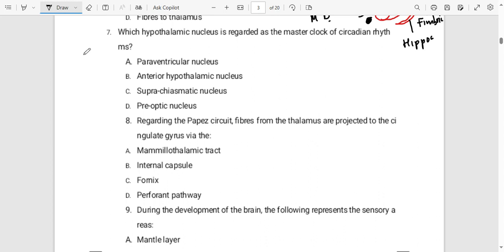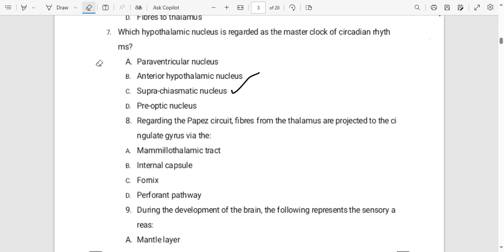Which hypothalamic nucleus is regarded as the master clock of circadian rhythm? Paraventricular nucleus, anterior hypothalamic, suprachiasmatic, preoptic. Thank you so much. The suprachiasmatic. It has actually a relationship with a certain part of the epithalamus, the pineal gland, which is involved in sleeping and produces melatonin.